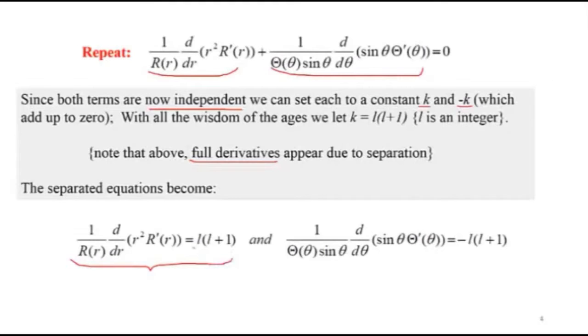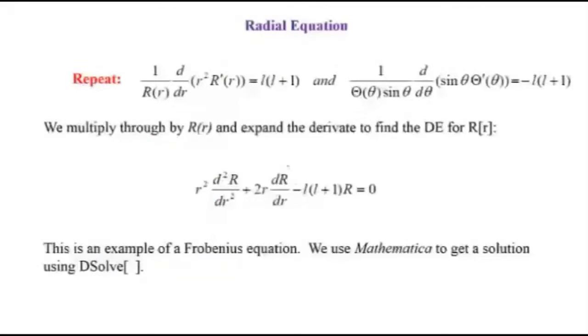We say this is equal to L times L plus 1. This is our k. And the minus k will be right here, minus L times L plus 1. The reason we do that is looking ahead where the theta equations are going to be dependent upon this L, likewise the r equations. Let's repeat. Here's our two equations equaling the plus k and the minus k.